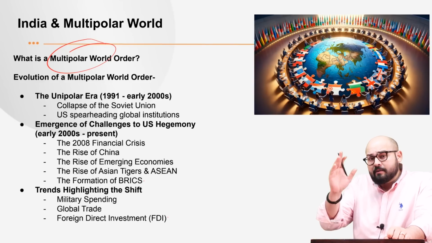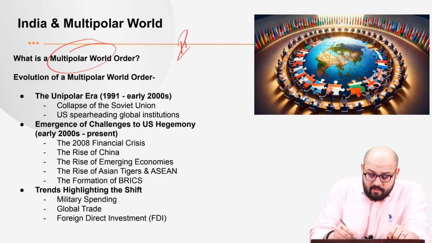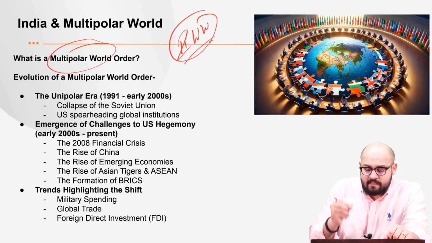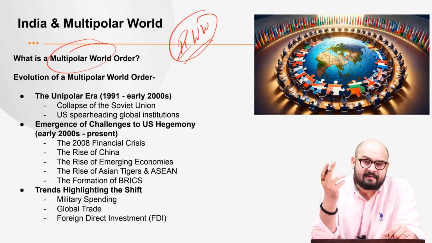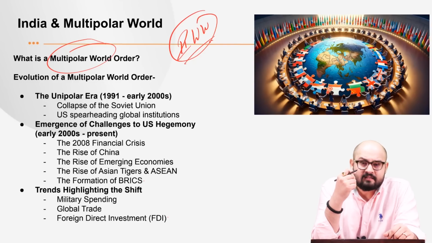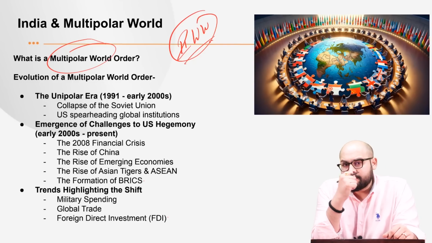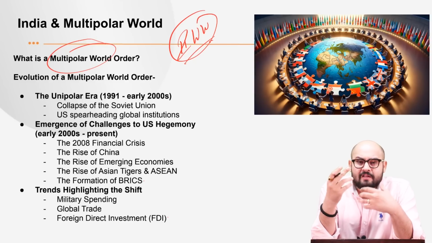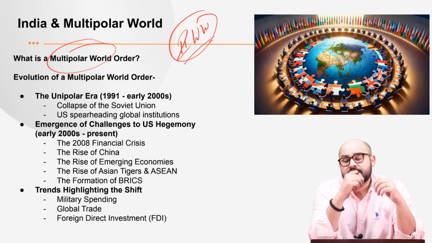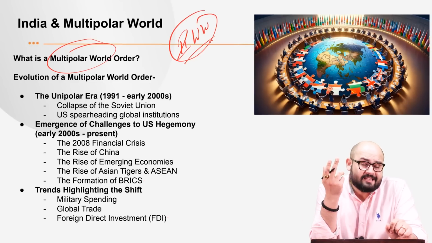Now, let's talk about the evolution of this multipolar world order. See, after the Second World War, there was a development of a bipolar global construct, which was led by the United States of America and the erstwhile USSR. So during this phase there was mutual confrontation, and different countries aligned to these two power blocs for their own strategic advantages.